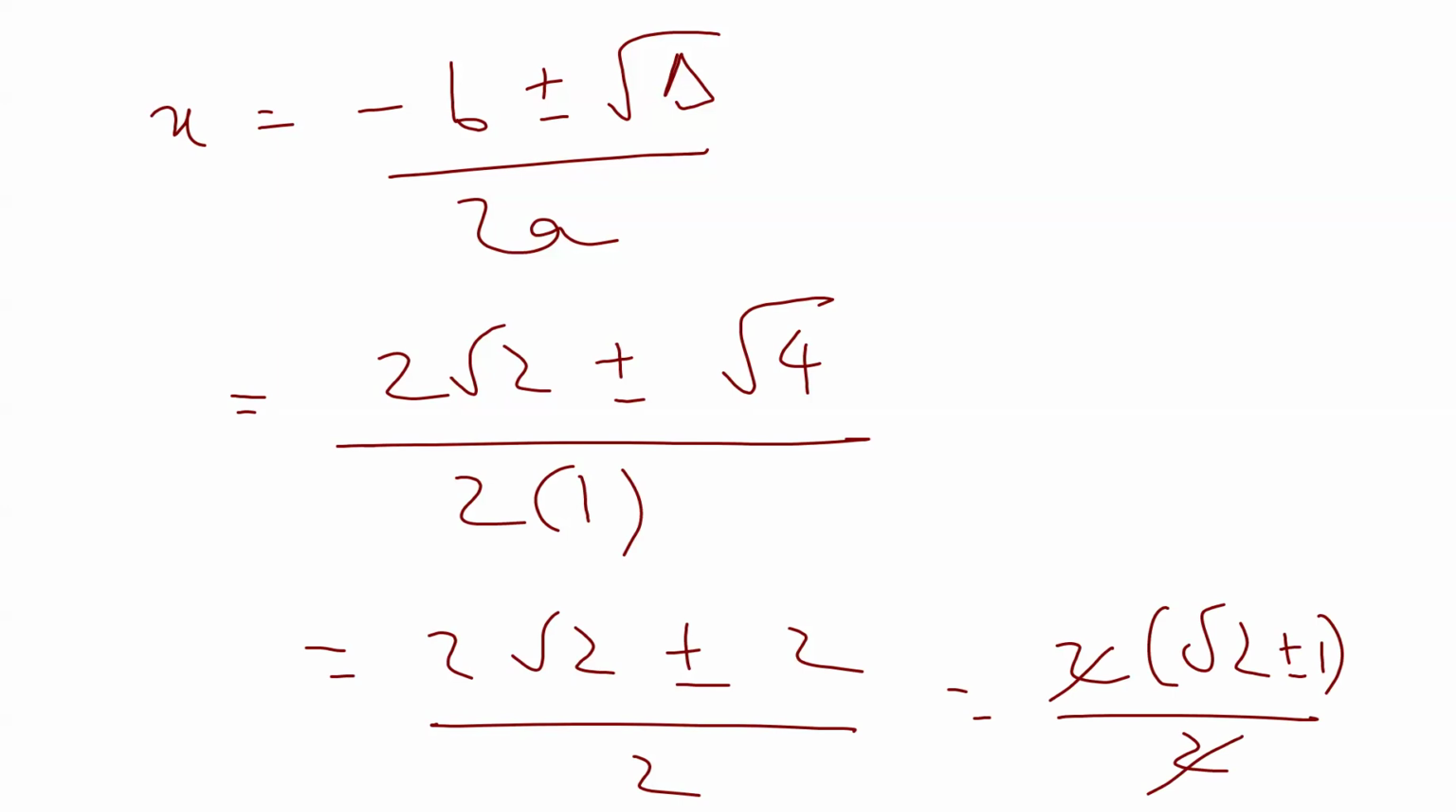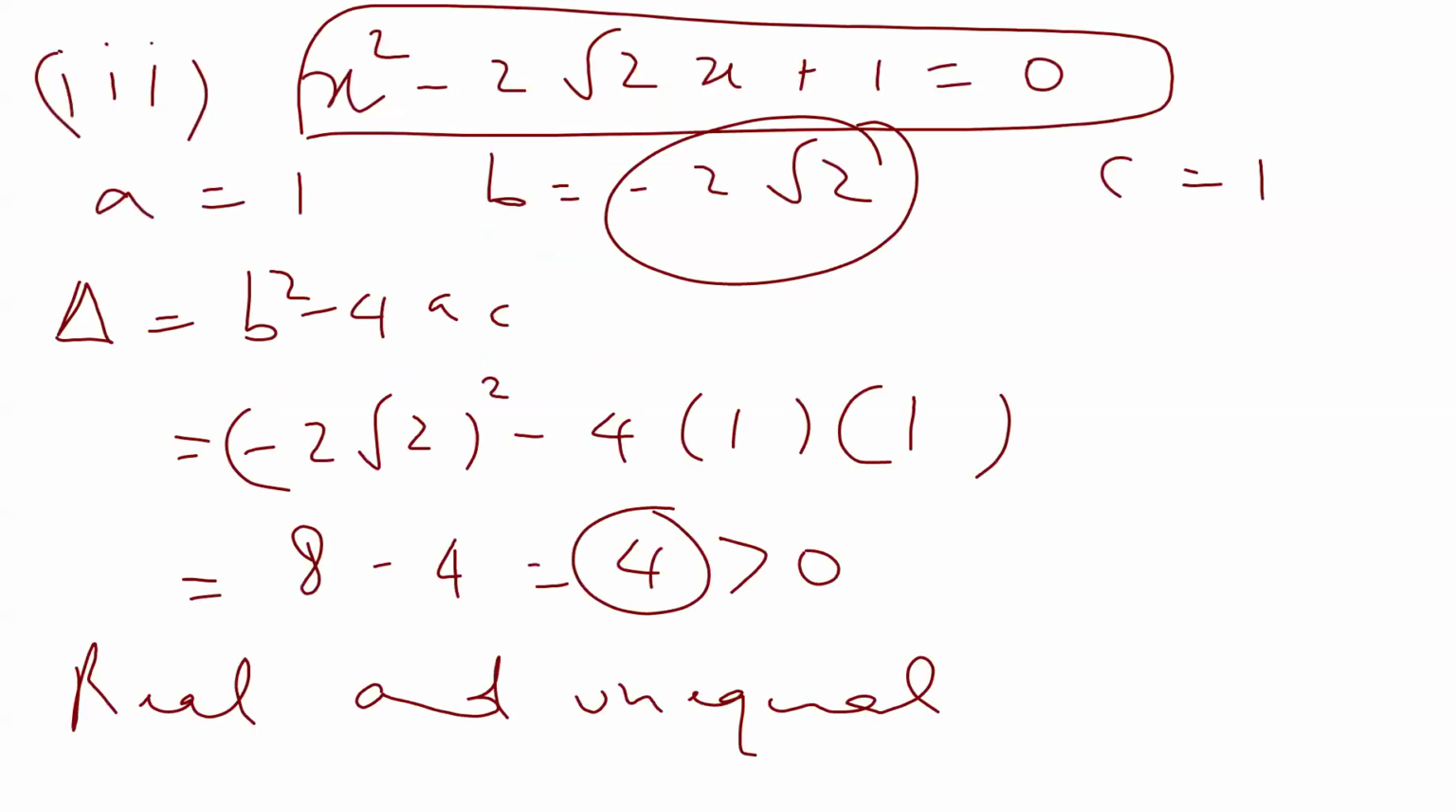So it is not rational. We got a perfect square value of delta, but that doesn't imply it is always rational. It is because there is a root value in the quadratic equation. Sub question 4 you can try on your own.